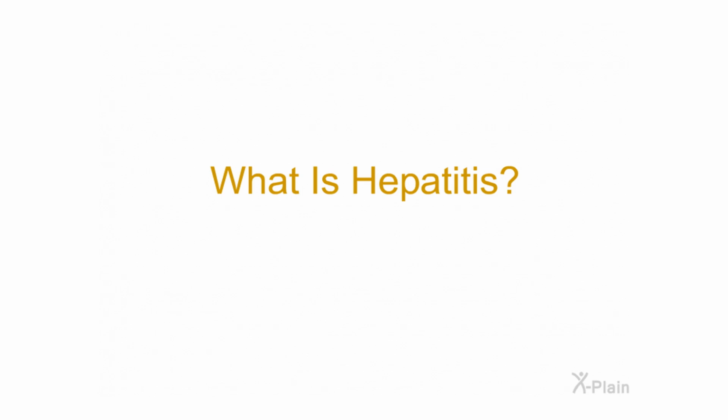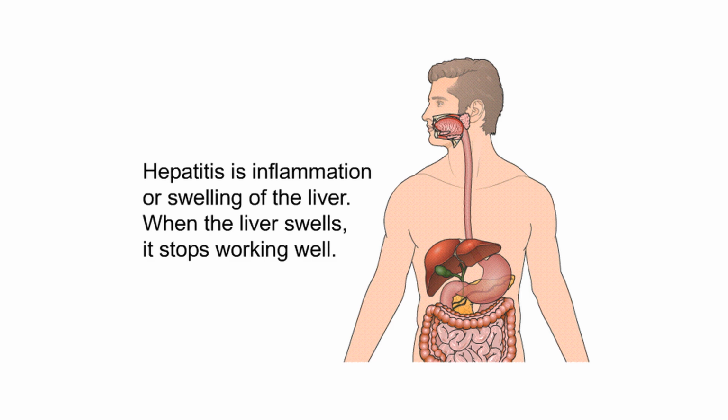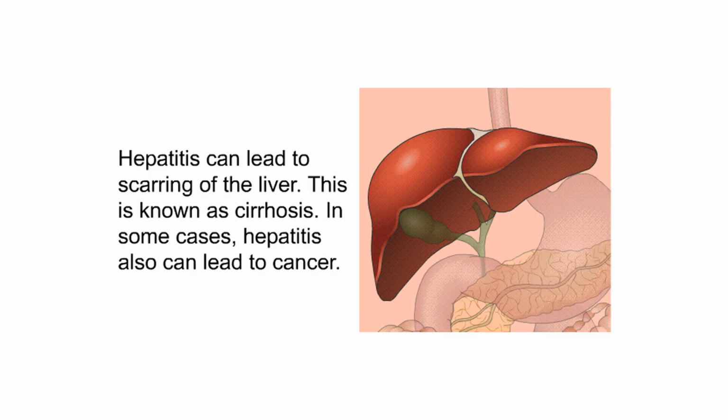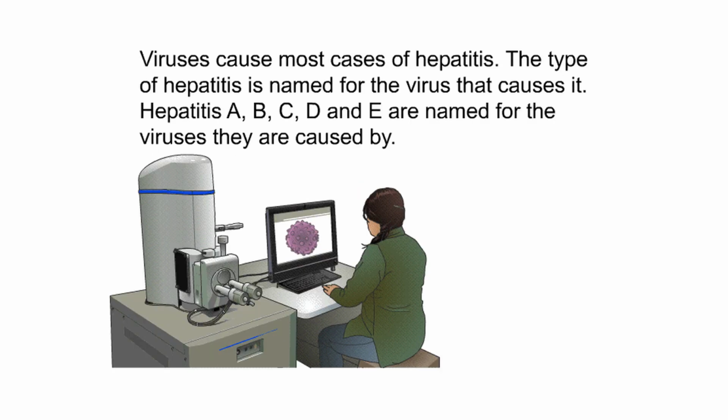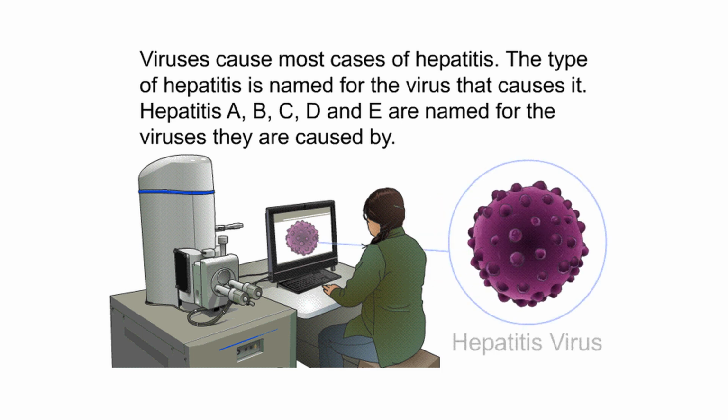What is hepatitis? Hepatitis is inflammation or swelling of the liver. When the liver swells, it stops working well. Hepatitis can lead to scarring of the liver. This is known as cirrhosis. In some cases, hepatitis also can lead to cancer. Viruses cause most cases of hepatitis. The type of hepatitis is named for the virus that causes it. Hepatitis A, B, C, D, and E are named for the viruses they are caused by.